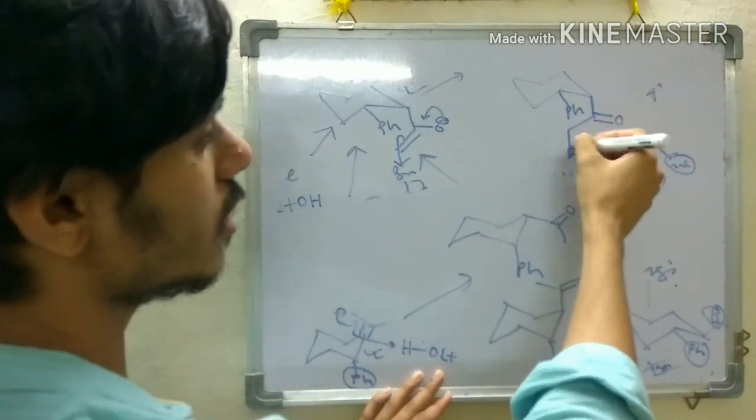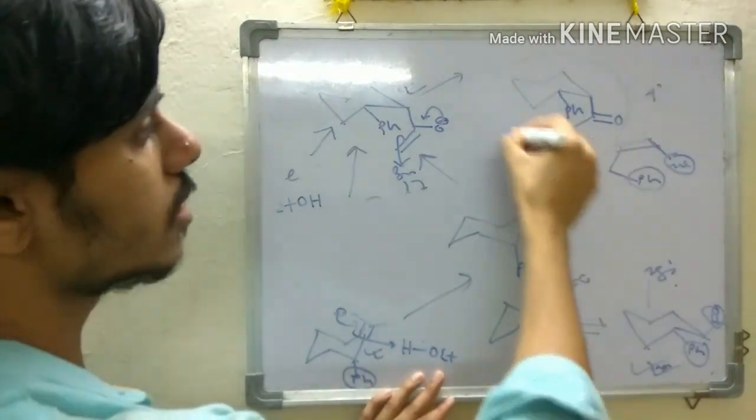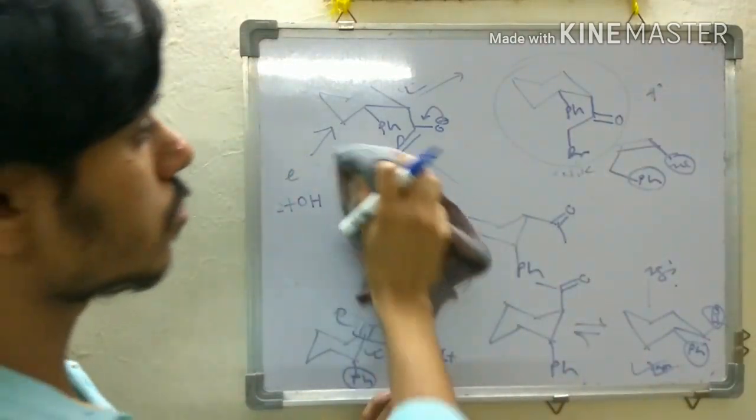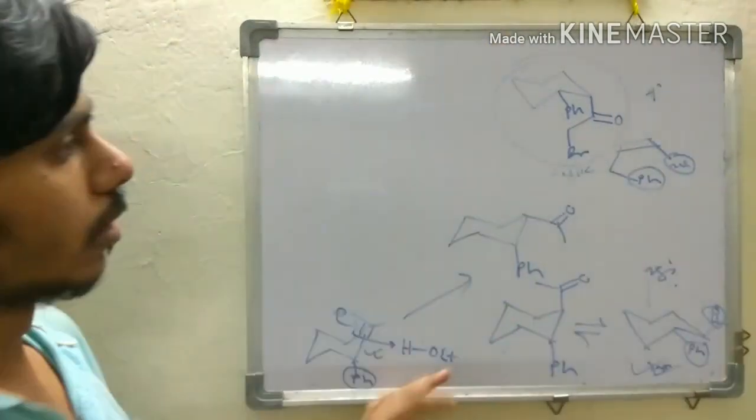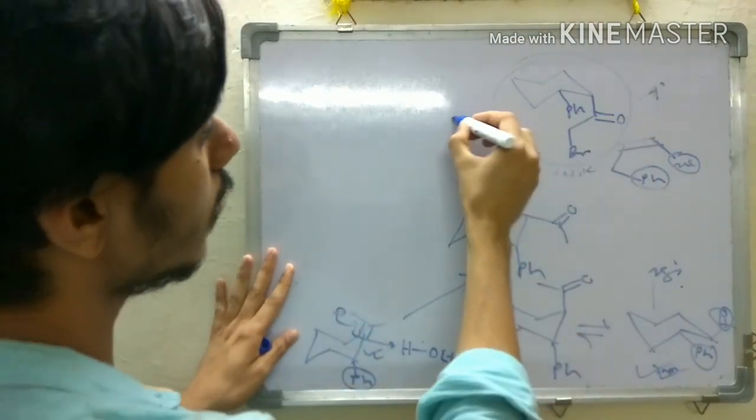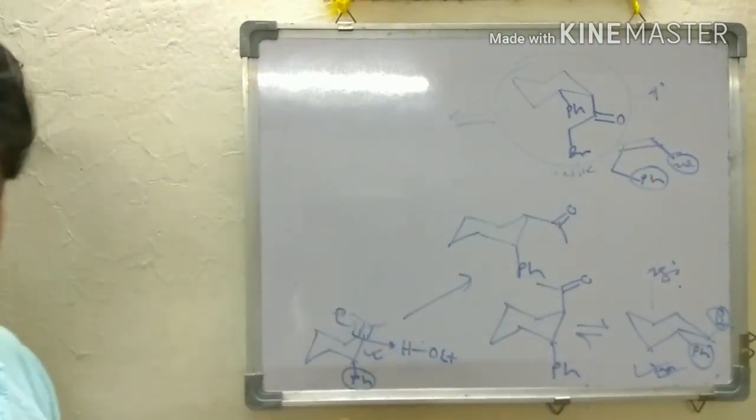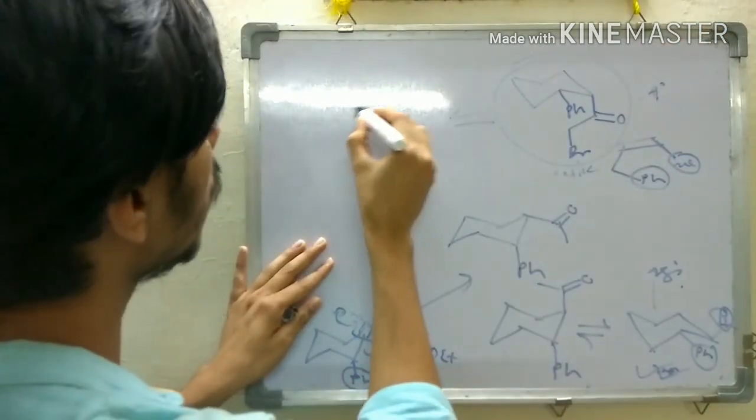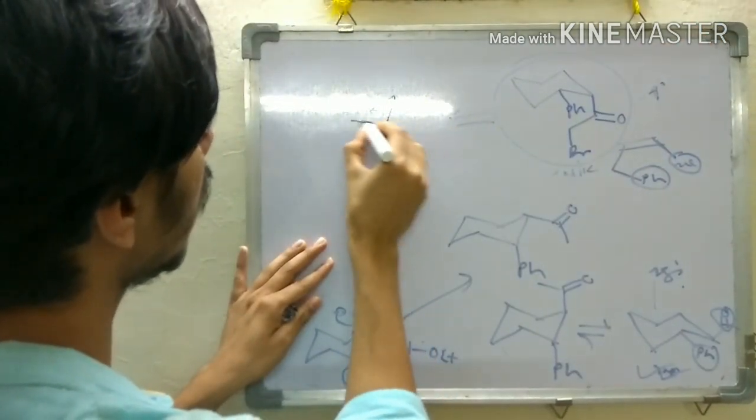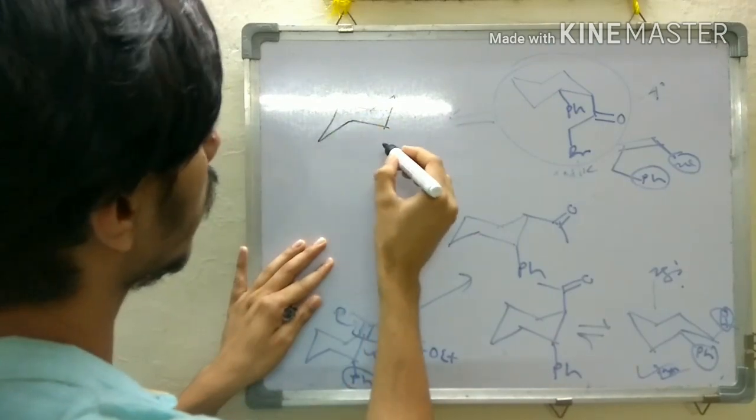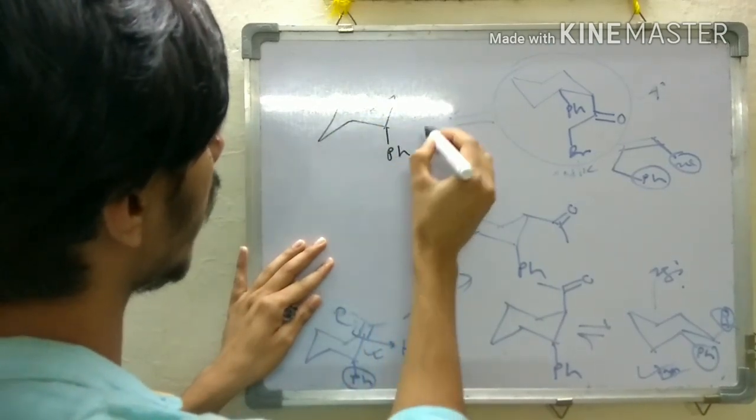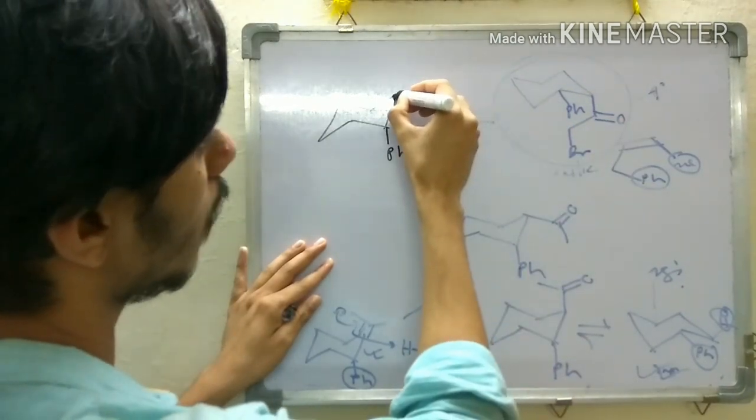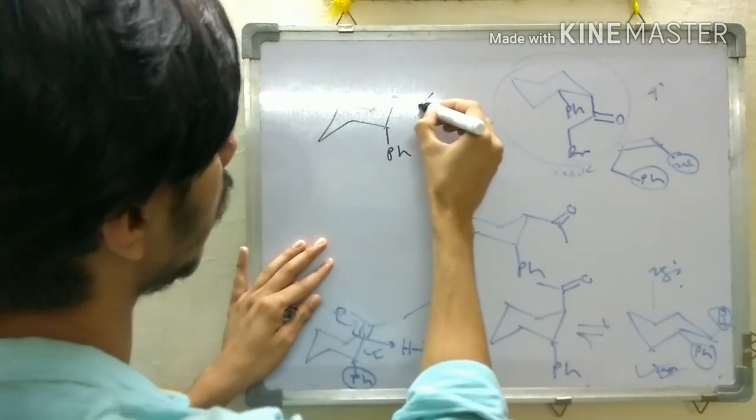And in this case also, this product initially will form, but again you have sodium ethoxide. Now this product which you get can flip. So it can flip to give you this. What happens is your phenyl will now be axial, and this group will be equatorial.